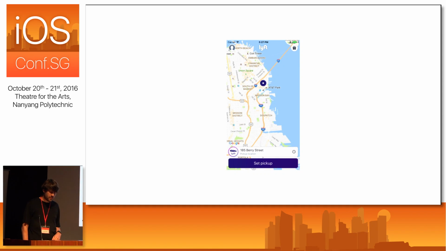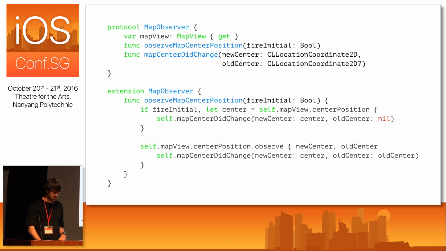So of course, to implement all of the behavior here, there's a lot more stuff, and I definitely don't have time to mention every single protocol that we use for this, but I want to mention a few interesting patterns that we've used that I think are pretty useful. So the first of which is this protocol we have called MapObserver.